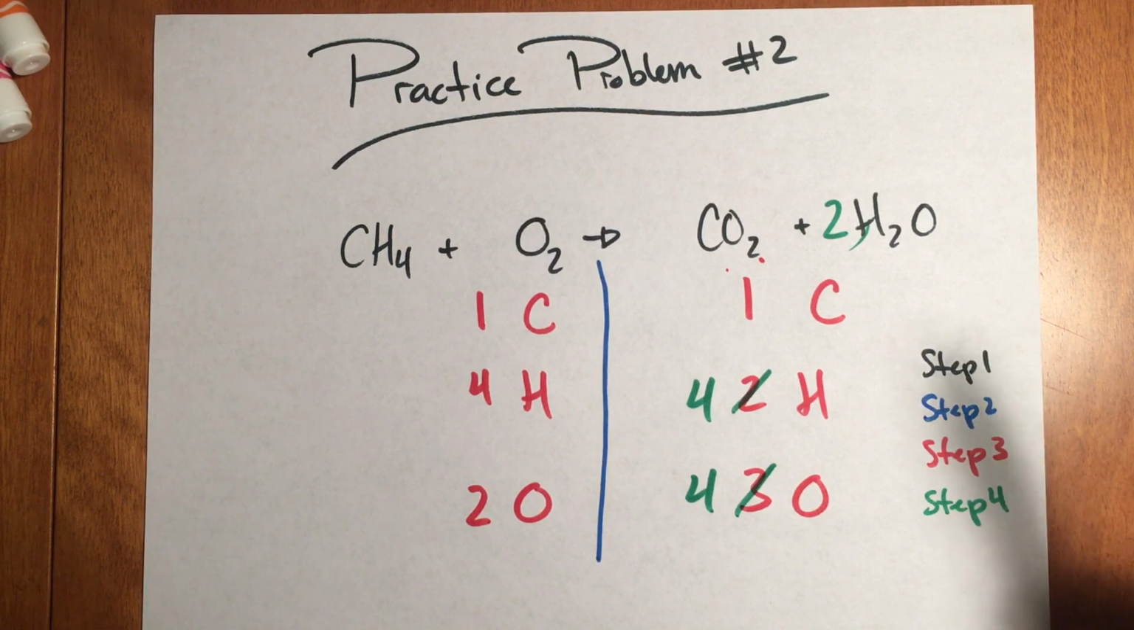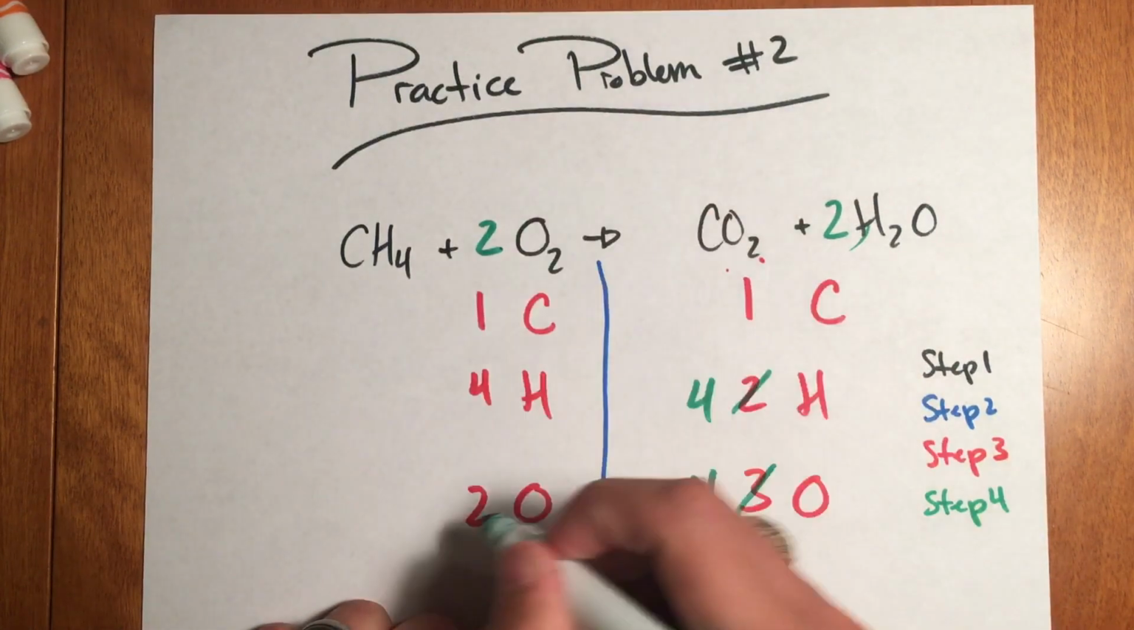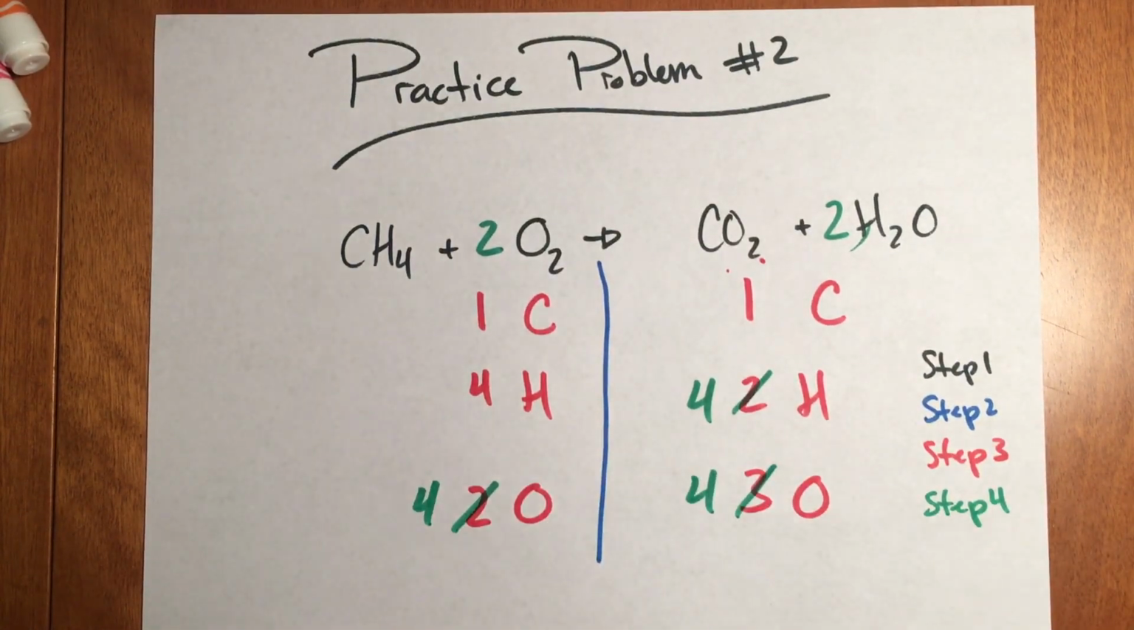So then I can go to the reactant side of the equation and realize that, oh, if I just put a 2 there, that goes to a 4, and now we're balanced.